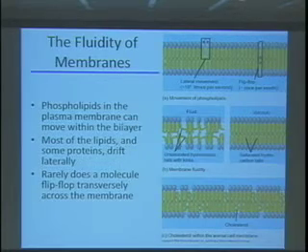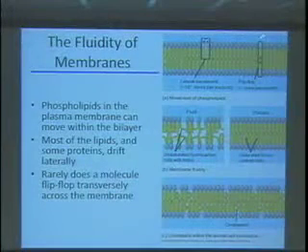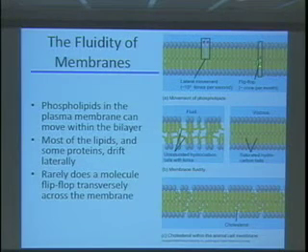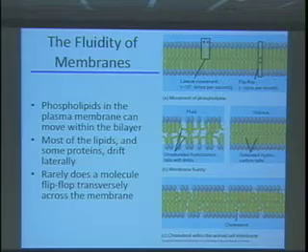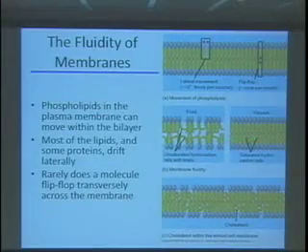Really fast. And in contrast, flip-flopping, so moving across the membrane, occurs very slowly. So the idea of a fluid membrane is really occurring mostly in the horizontal direction, right? Molecules are moving horizontally. And most of the lipids and proteins can drift in that direction.